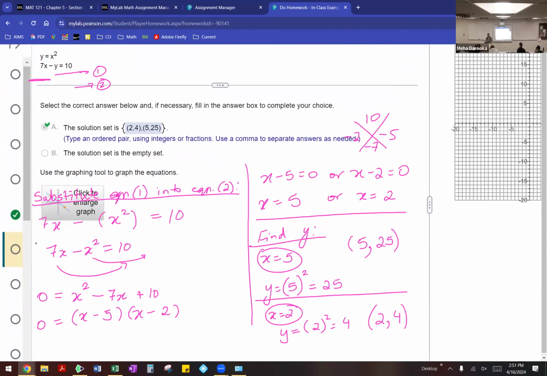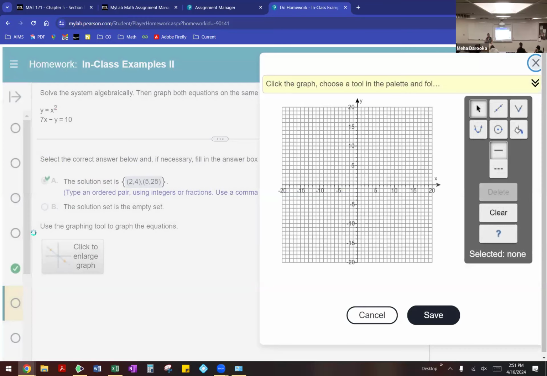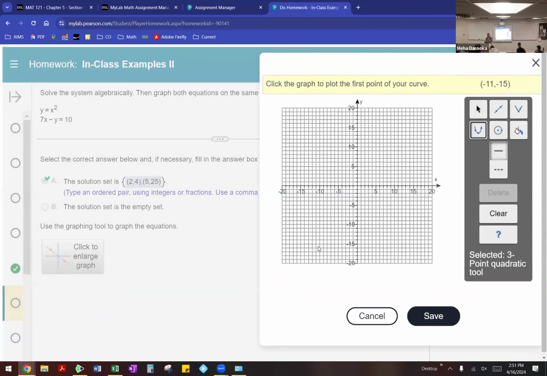Okay, so the next part they're asking us to do is graph these two equations. So of course, y equals x squared is going to be a parabola, and you will see once I selected the parabola tool, it's telling me I need to do a 3-point quadratic tool, right? So we need to have 3 points from the graph to plot this. So your equation is y equals x squared, so you can just do a simple x and y table. -1, 0, 1, you're squaring each one of those numbers. So you can set up your table, we're doing 0, 0.